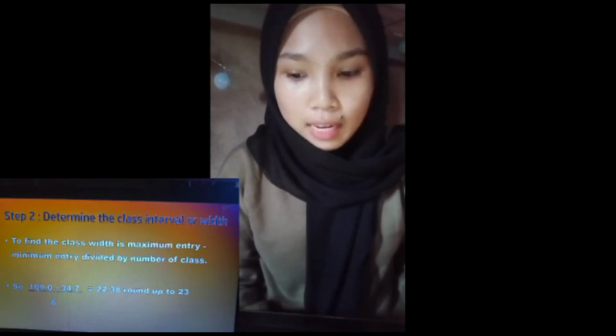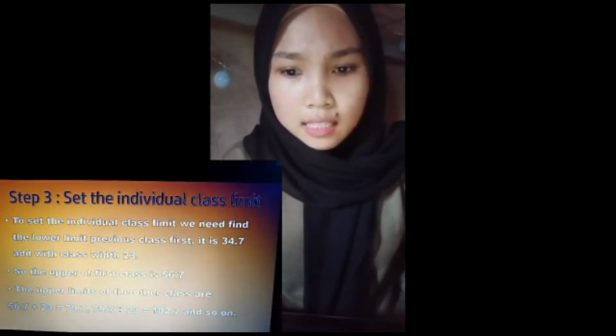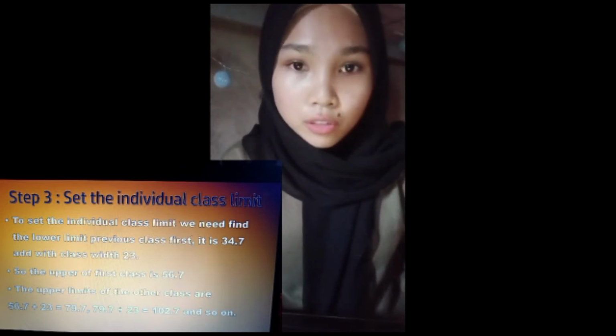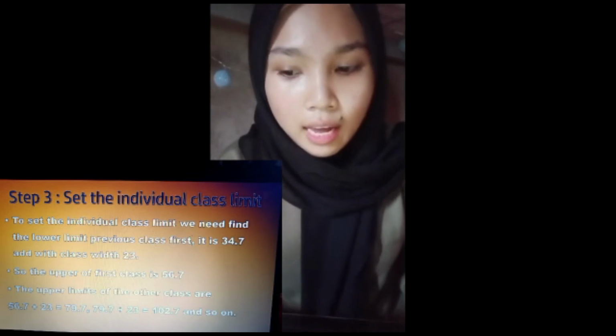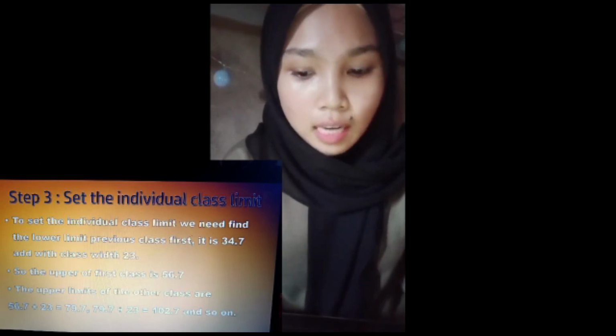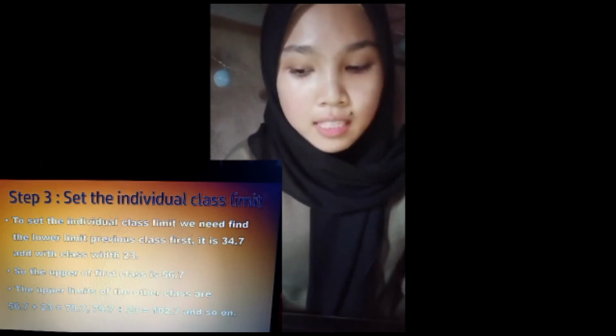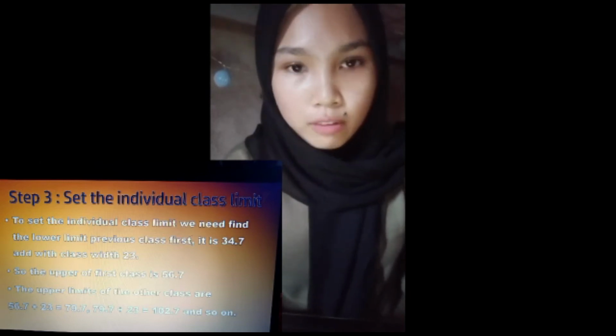Step 2, determine the class interval or width. To find the class width, it is maximum entry minus minimum entry divided by number of classes. So 169.0 minus 34.7 divided by 6 equals 22.38, rounded up to 23. Step 3, set the individual class limit. To set the individual class limit, we need to find the lower limit of the first class first. It is 34.7 added with class width 23. So the upper limit of the first class is 56.7. The upper limits of the other classes are 56.7 plus 23 equals 79.7, 79.7 plus 23 equals 102.7, and so on.